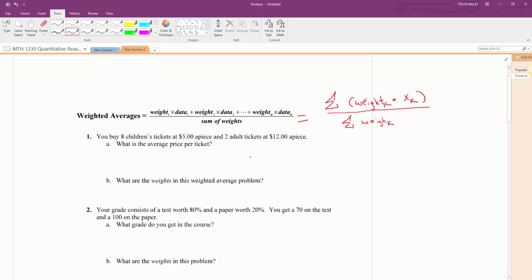So in this worksheet, there's let's see, four different examples of using weighted averages, right? So the first one is, number 1 says you buy 8 children's tickets at $5 a piece and 2 adult tickets at $12 a piece. What is the average price per ticket, right? So this is an example of weighted averages, right? So you want to be able to identify what the weight is here.